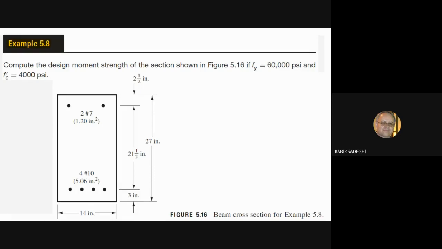Okay, example 5.8. Compute the design moment strength of the section shown in the figure when Fy is given as 60,000 psi and F prime C equals 4,000 psi. Pay attention, when F prime C equals 4,000 psi, we are relaxed because beta 1 is 0.85. Otherwise, you should calculate beta 1. The section B is given as 14 inches, total height is 27 inches, and again D is 27 minus 3 minus concrete cover, D equals 24 inches.